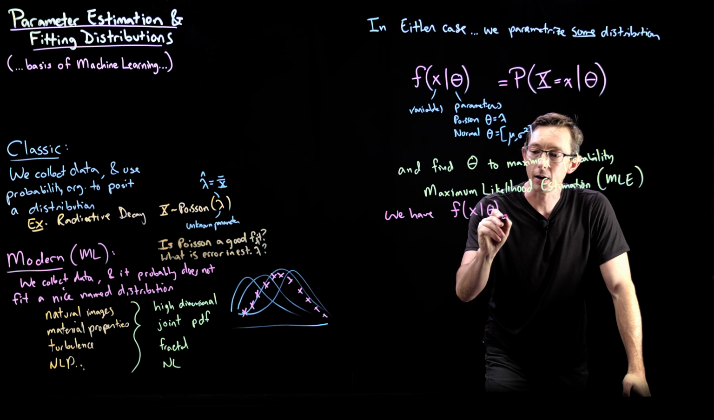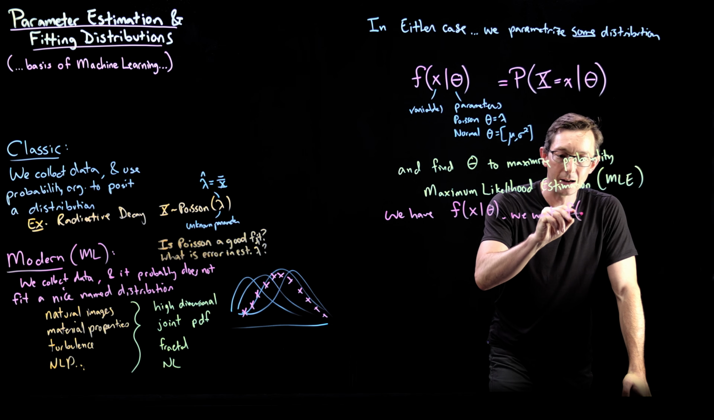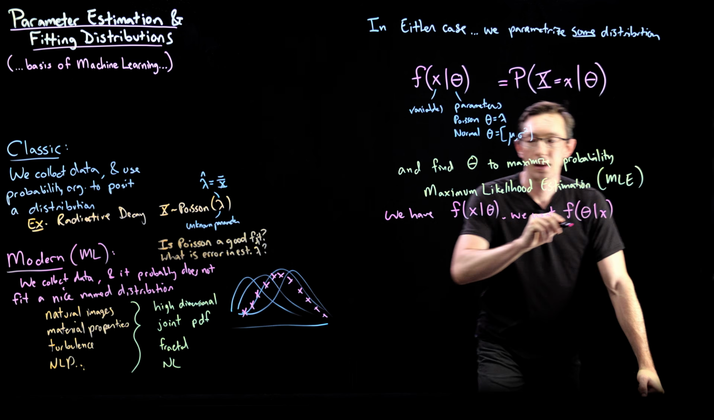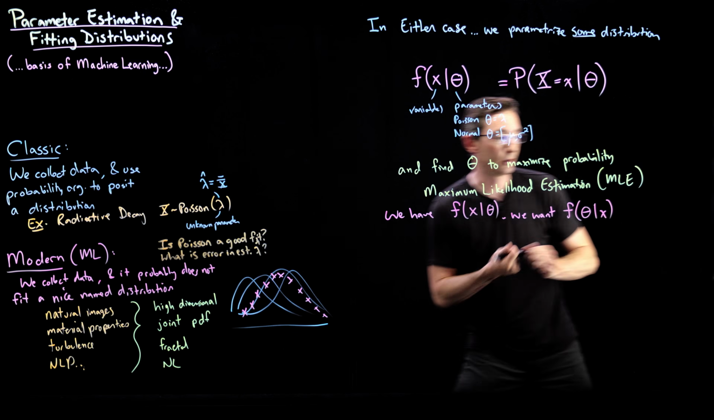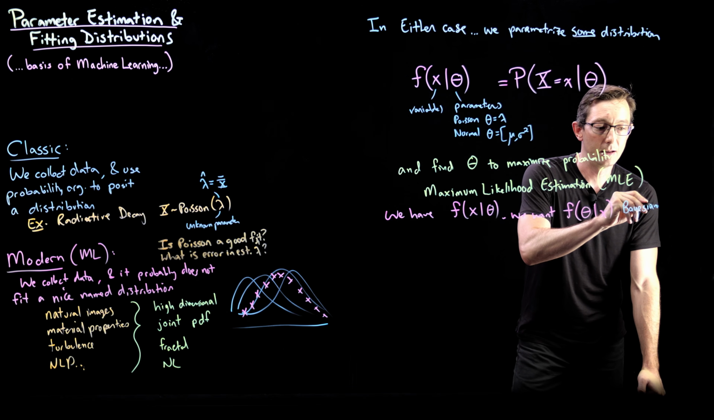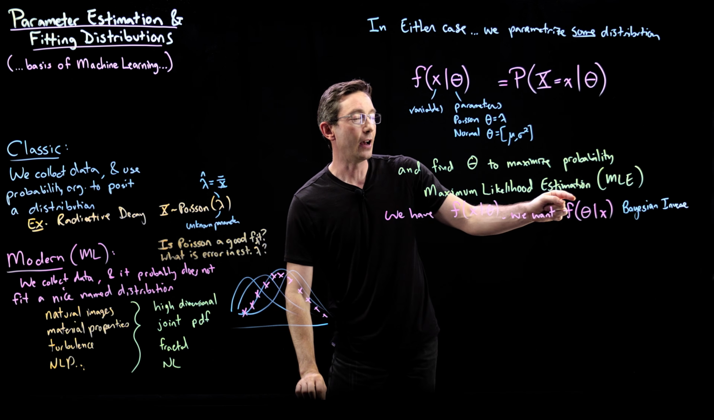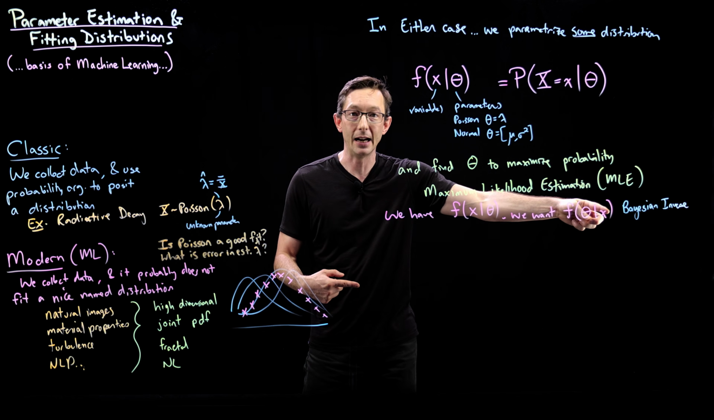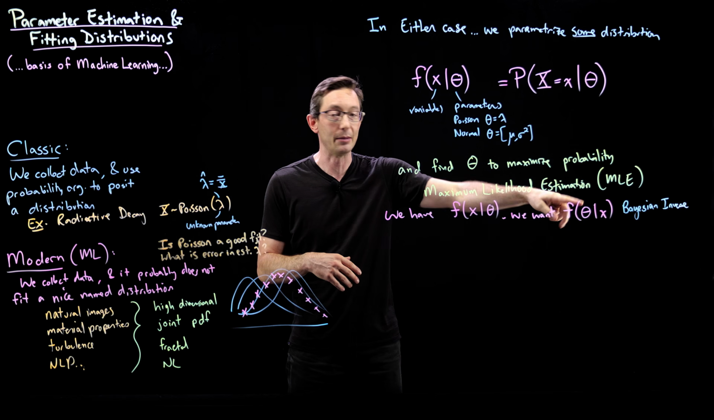But what we actually want is the probability of theta given x. This is the Bayesian inverse. If we knew the probability of a parameter given the data, we could just plug in the data and read off that parameter. That would give us the maximum likelihood estimate parameter.